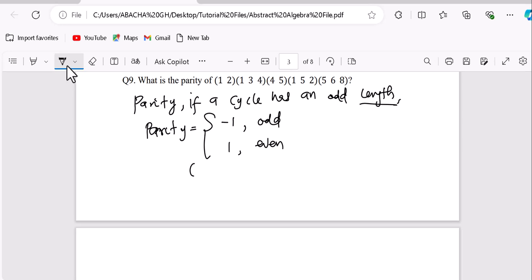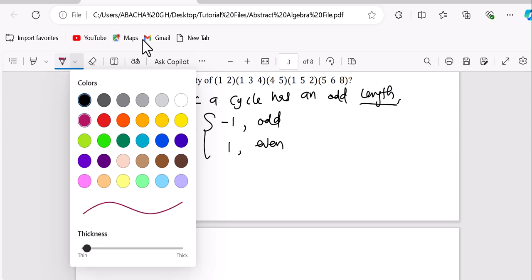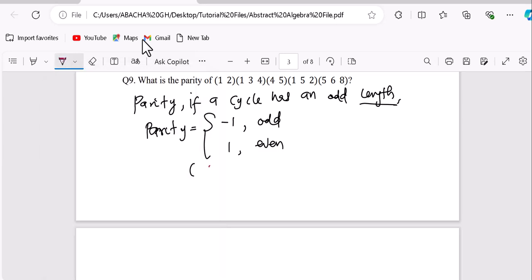So in that case, we can say that we have (1 2)(1 3 4)(4 5 1)(5 2 5 6 8), like this. And so I already said if the length here is even, the parity is 1. So here the parity is 1.